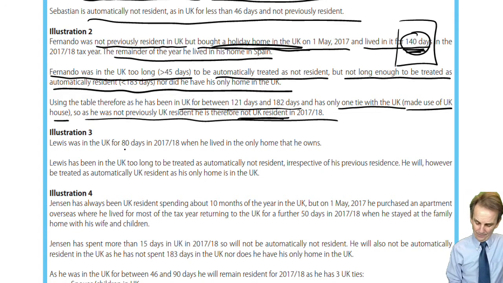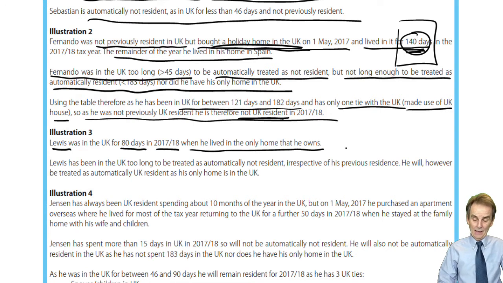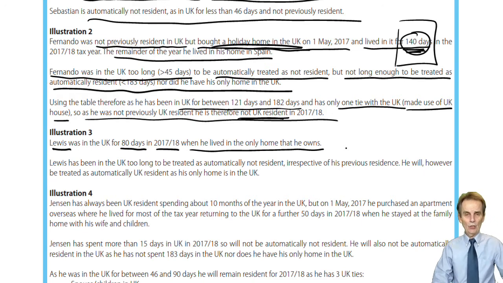Illustration 3. Lewis was in the UK for 80 days in our tax year when he lived in the only home that he owns. Now again, we're not given information about the past, but on that evidence, I think it would be clarified in the exam question, but there we may assume on that basis that Lewis was previously resident in the UK. If he were not to be, you would have to be told that.